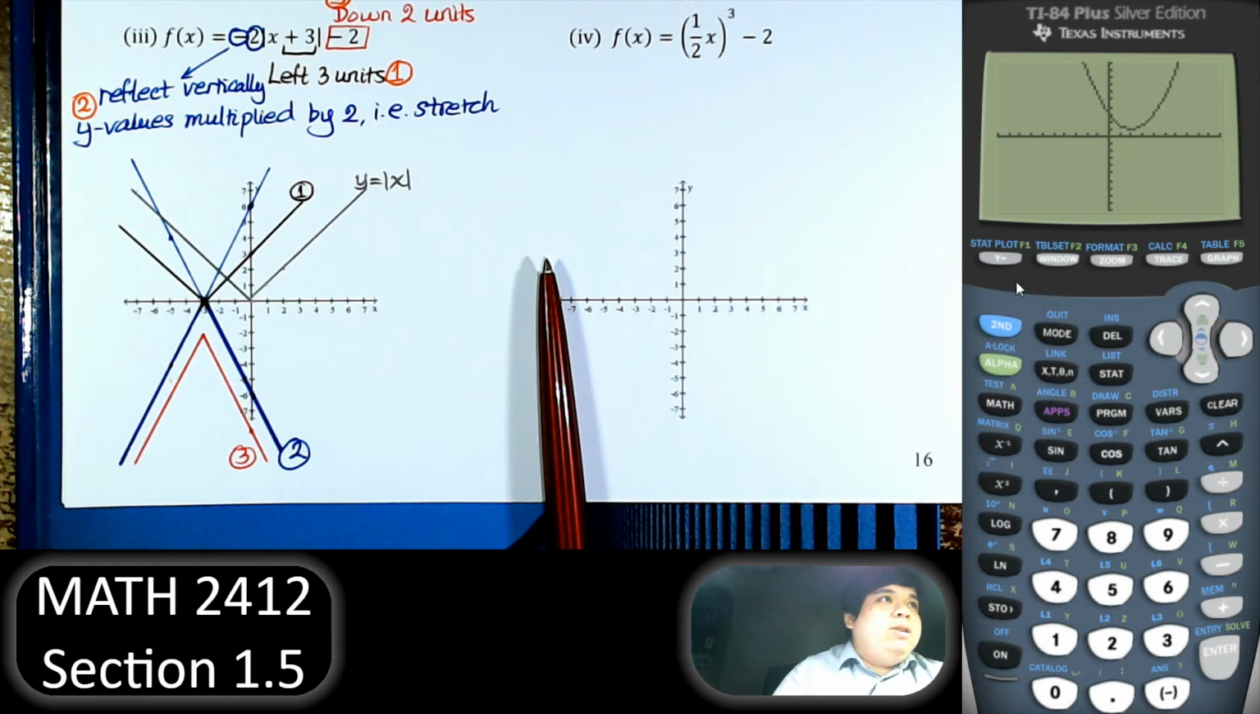Right, let's just graph. Negative 2 times the absolute value of x plus 3, minus 2. Yeah, so I have that. It doesn't look like this V, but that's because the scale is off.